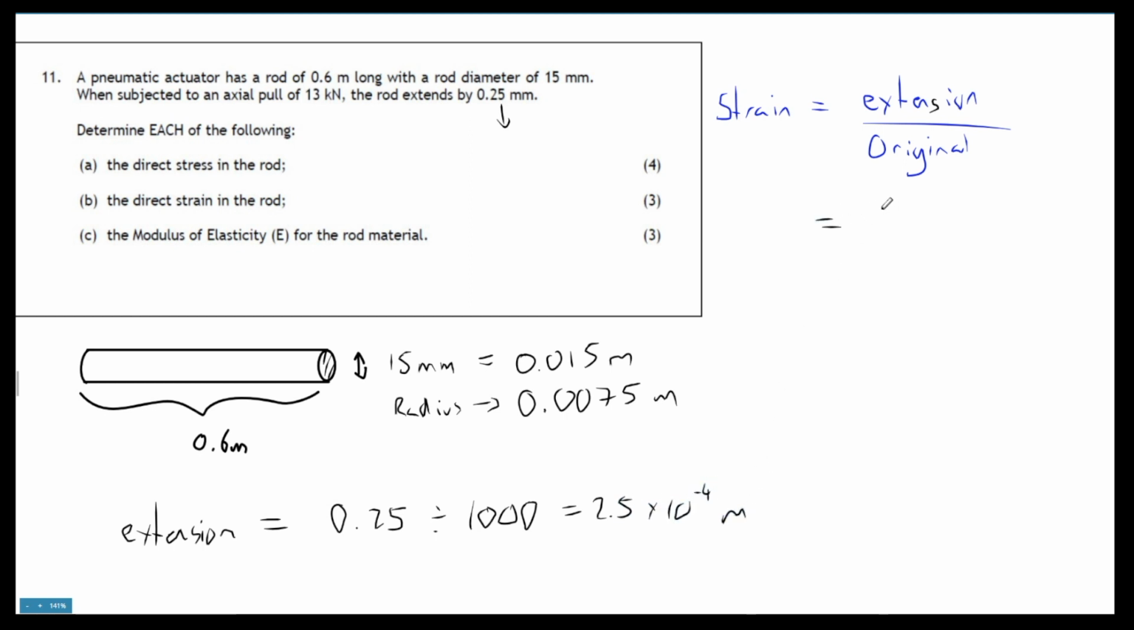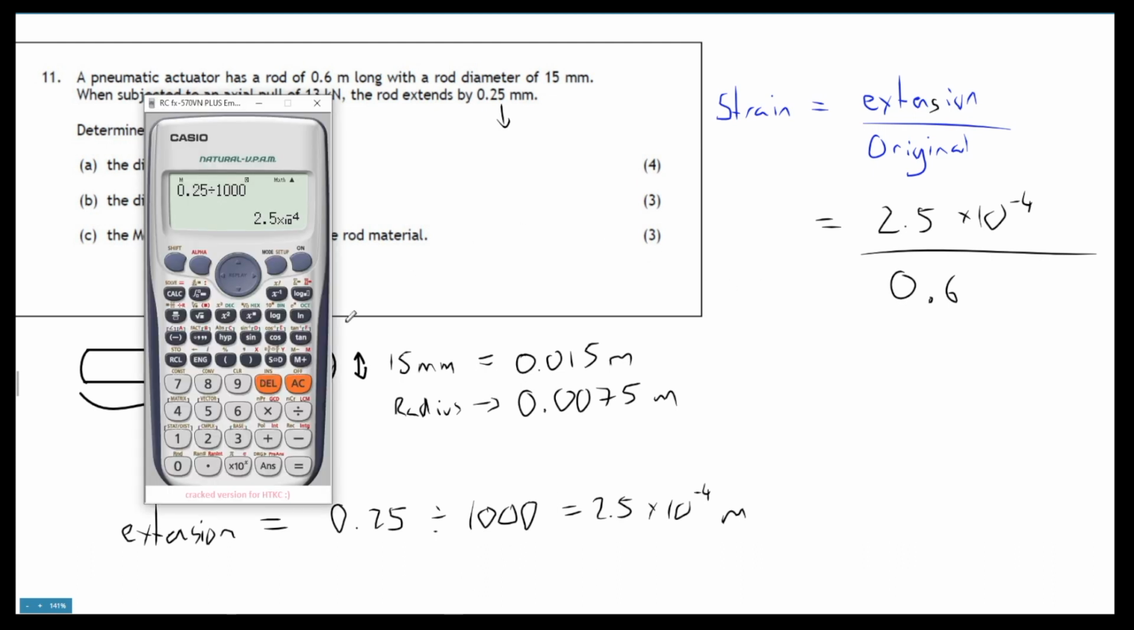So that's 2.5 times by 10 to the negative 4 meters divided by the original length, which is 0.6 meters. The meters, in fact, are going to cancel. We don't even need to care about the units. But we can divide this. Let me grab my calculator, and we're going to do this original number divided by 0.6.